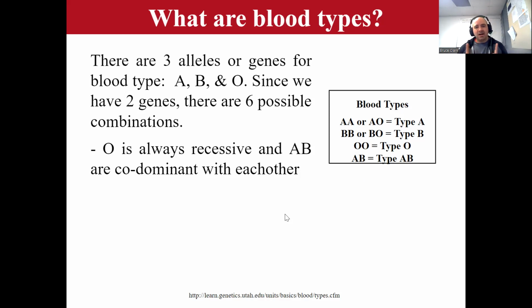Now, A and B are codominant. That's the example we're focusing on. But O is always recessive. Type O just means you don't have that protein marker. So if A or B are present, then those jerseys, those markers, are going to show up. The only way to have type O is by having 2 O genes. Once again, that is the slide you need for the test, for today's homework, that kind of thing.